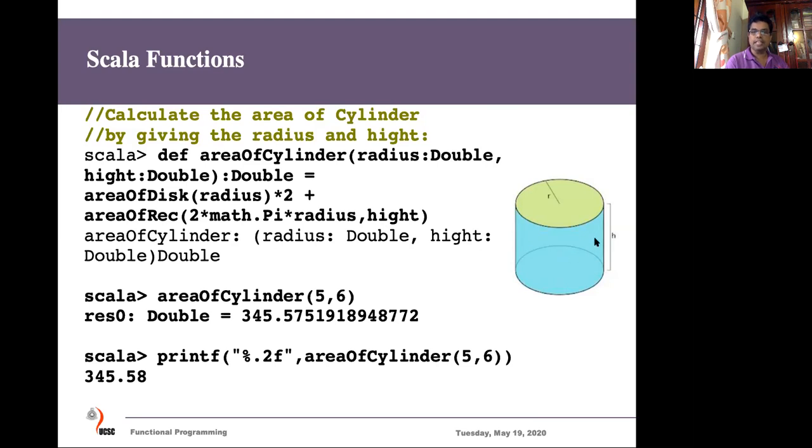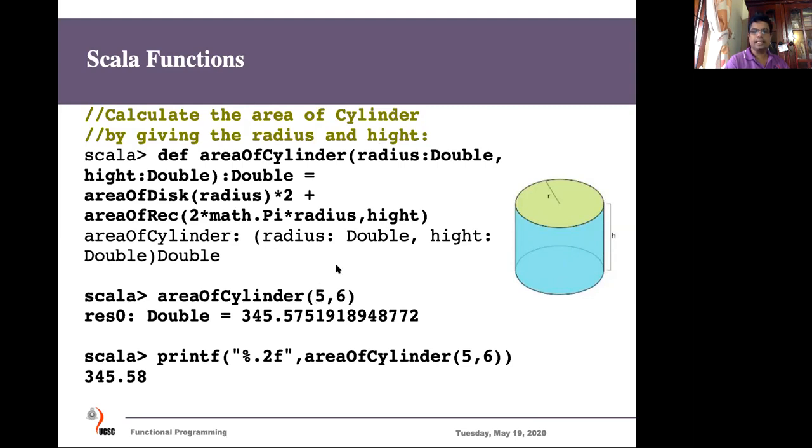Then the area of the cylinder is the area of this surface plus two times the area of the disk. That is how we implement the function called area of cylinder. Then we can pass parameters to that, like areaOfCylinder.